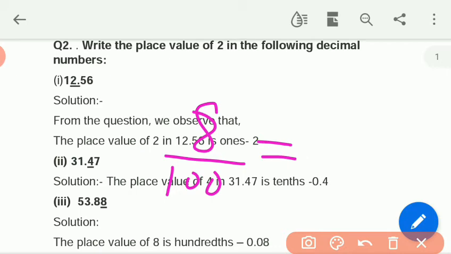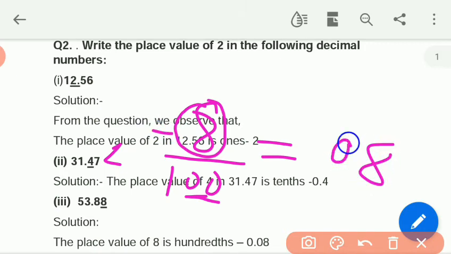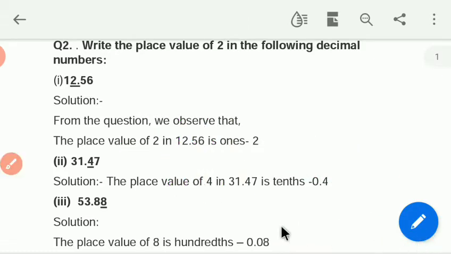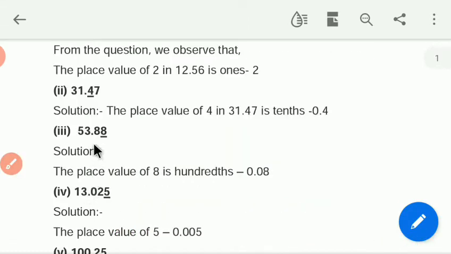So how many zeros are there? 2 zeros. It means from the back we have to put the decimal after 2 numbers. So 8, here no numbers are given, it means we have to put 0 here, then 0.0. So the place value of 8 here will be 0.08. If there is nothing in place of this number, you have to put zeros.